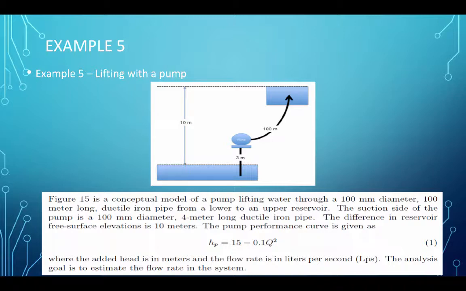It's 1 meter into the pool. The difference in free surface elevation is 10 meters, and the pump performance curve is given by 15 minus 0.1 Q squared, where the added head is in meters and the flow rate is in liters per second. Our goal is to estimate the flow rate in the system for this pump to maintain those two reservoir elevations.